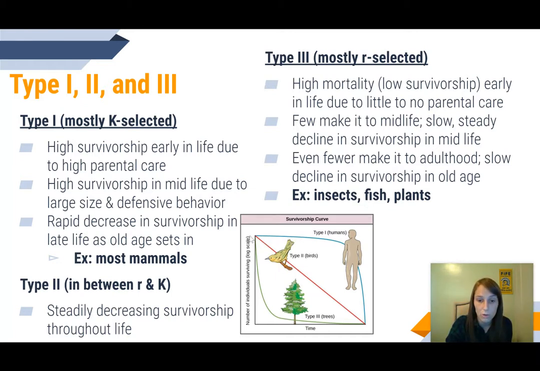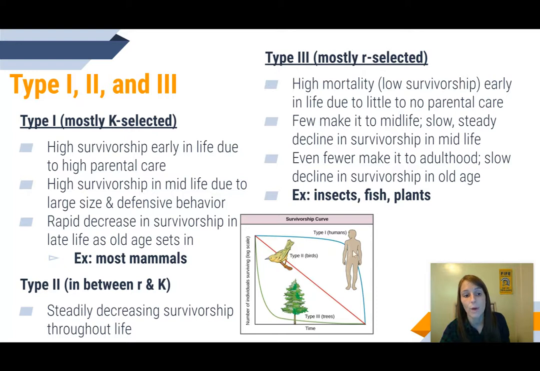So if we look at this graph here, we're not having a ton of die-off at the beginning because humans are taking care of those very vulnerable little babies. They also have a higher survivorship in midlife just due to the fact that they have a larger size and defensive behavior. If you're thinking of a grizzly bear, they can defend themselves pretty well, so they are less likely to die off in the middle of their years.